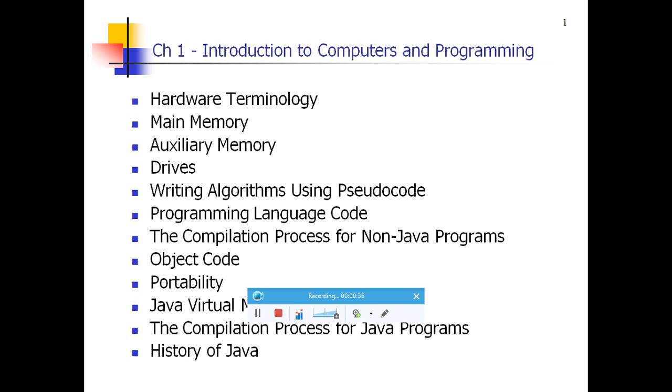Introduction about computer programming: computers and programming, hardware technology, main memory, auxiliary memory, drivers, writing the algorithm using pseudocode, programming language code, the compilation process for non-Java programs, object code portability, Java virtual machines, the compiler processor for Java programs, and the history of Java.